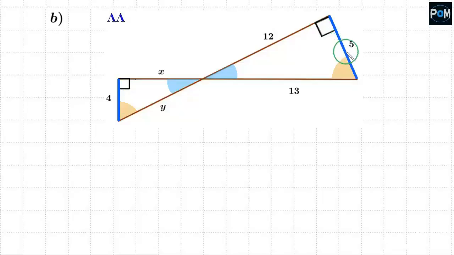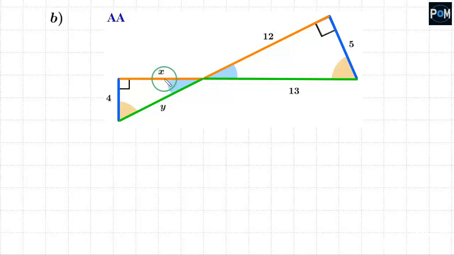We have a blue side 5 opposite the blue angle. We also have an orange side 12 opposite the orange angle. I have the orange side x, which is opposite the orange angle. And I also have the green segment y, which is opposite the right angle, and the green side 13 fits it, which is located opposite the right angle. I've marked it all colorfully, so I can then arrange proportions.